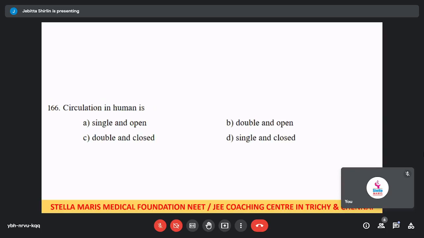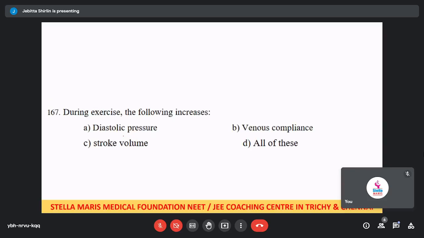Circulation in human is single and open, double and closed, single and closed. It is double and closed, absolutely correct. These are basic questions. I think I can skip this so that we can save some time.